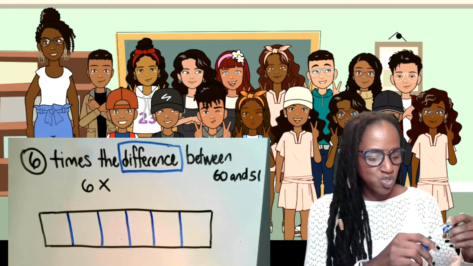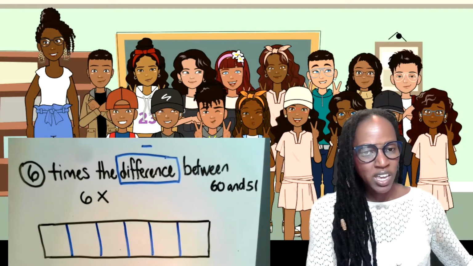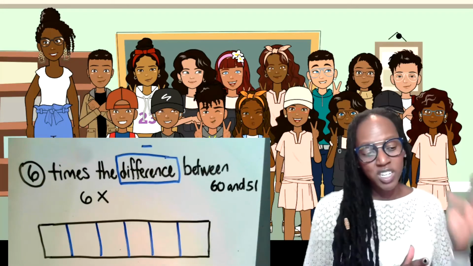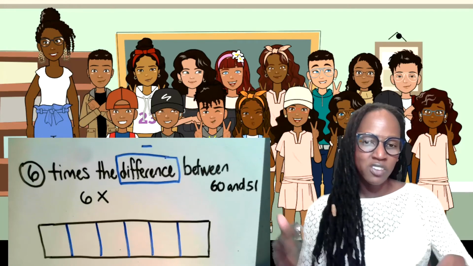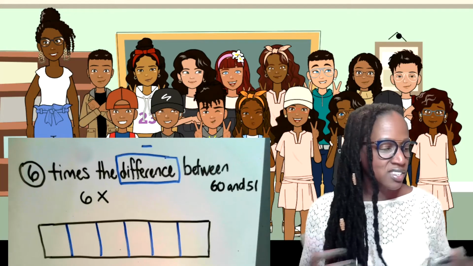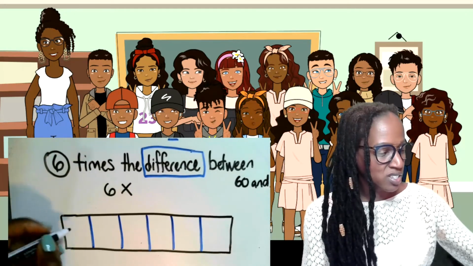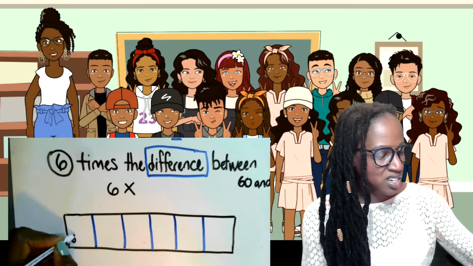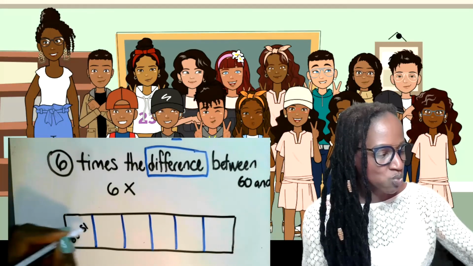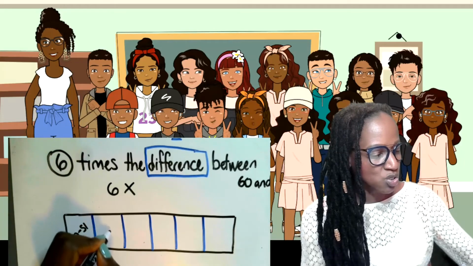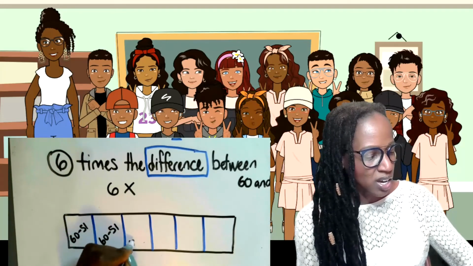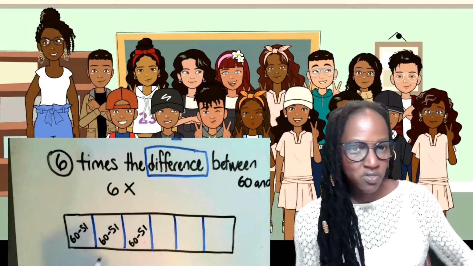So what am I subtracting? Well, I'm subtracting the difference between 60 and 51. So my unit in this case is the difference. That means I subtract 60 minus 51. So I'm going to make that my unit for each one. Okay, 60 minus 51.